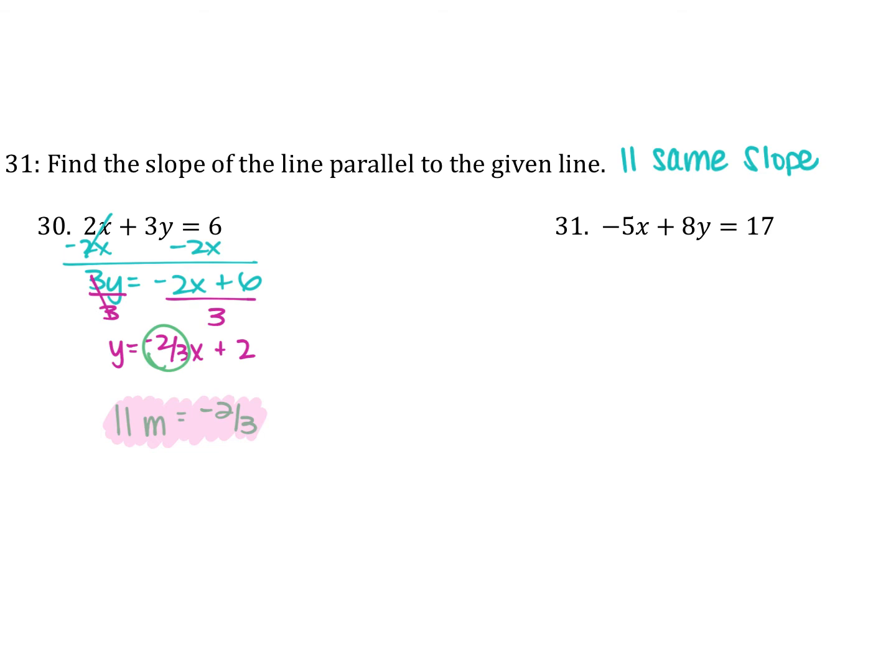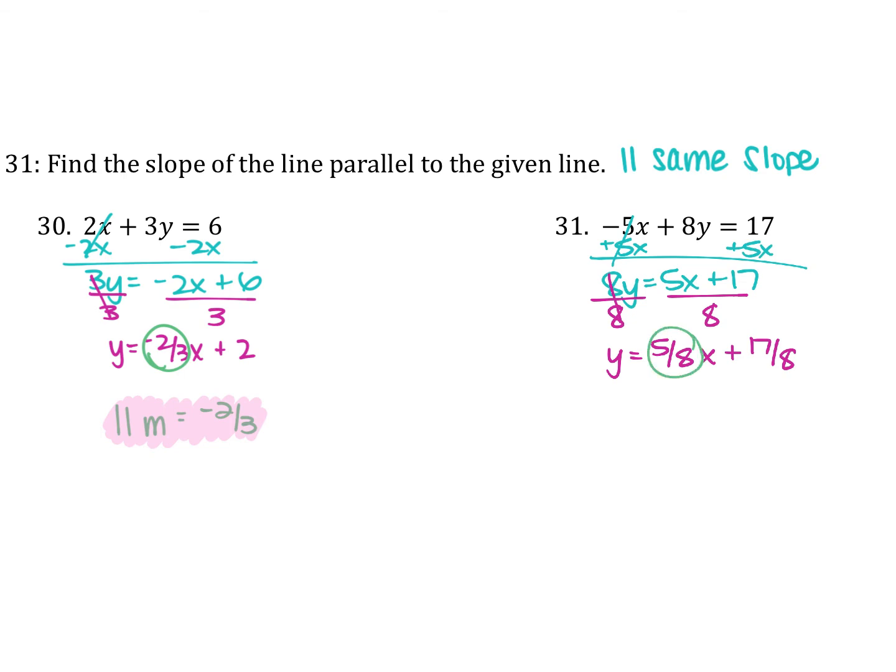For 31, you have negative 5x plus 8y is equal to 17. Again, you're going to do the same thing, solve for y. Put it in slope-intercept form. So this is going to give you the 5x to be moved over by adding it to both sides. So 8y is equal to 5x plus 17. Then we divide each side by the 8. So that's just y is equal to 5/8 x plus 17/8. Again, the part that's in front of the x is your slope, so that 5/8 is your slope. Keep it the same for your parallel slope. It's just 5/8.